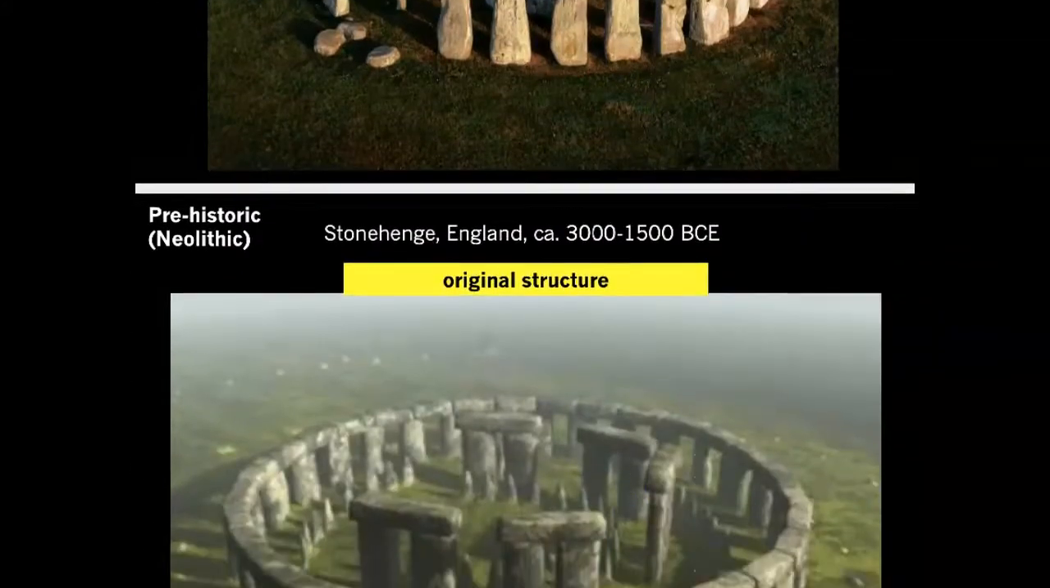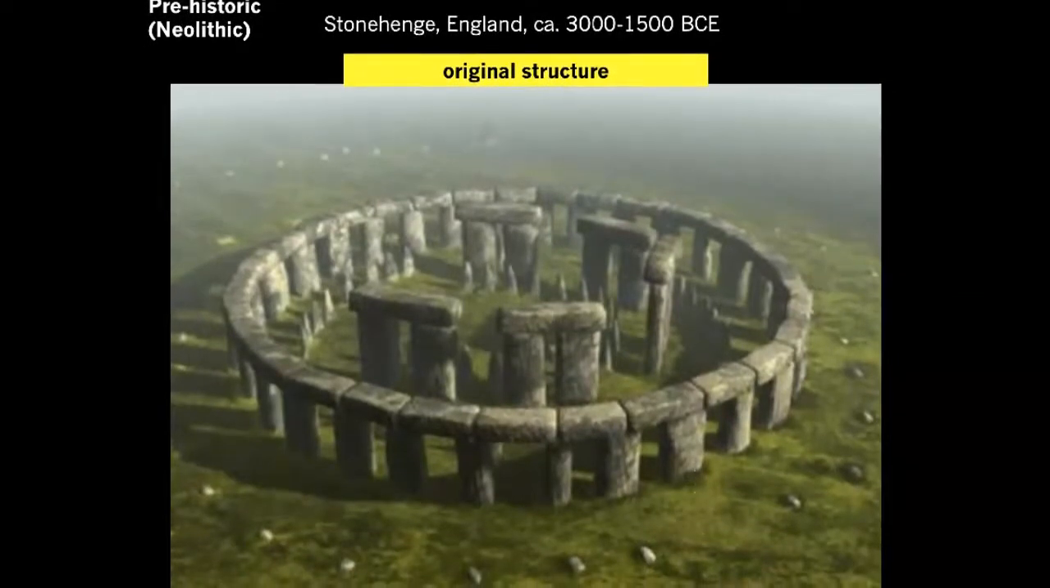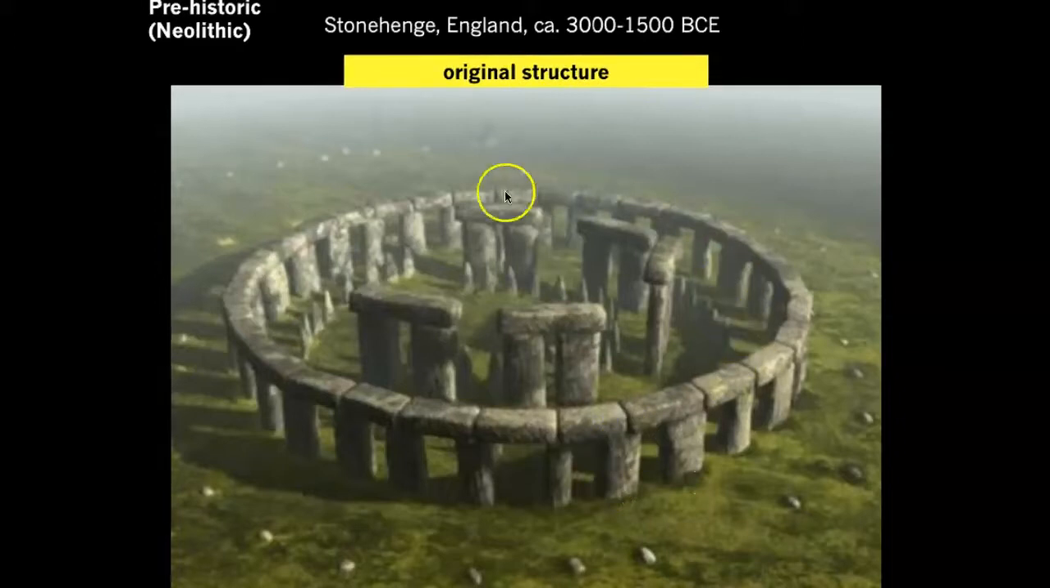However, based on the archaeological record, this is what it originally looked like. It was a complete circle of stones, and those stones that are on the top completed the circle in this round kind of roof-like structure. The interior stones had a horseshoe or a U shape, and then surrounding the outer circle and the inner circle were a series of smaller stones.